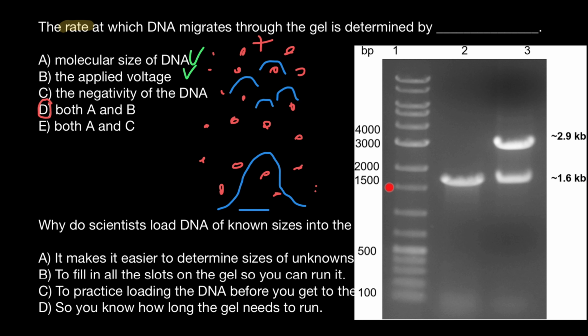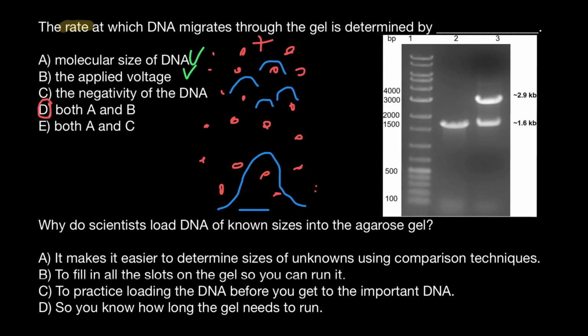If we see that on the ladder this band is 1500 bases, then we can suggest that the size of this unknown sample is going to be 1.6 kilobases or 1600 bases. And for example, the unknown sample, which is here, would be about 2.9 kilobases or 2900 bases. Now let's read the answers and let's choose the correct answer.